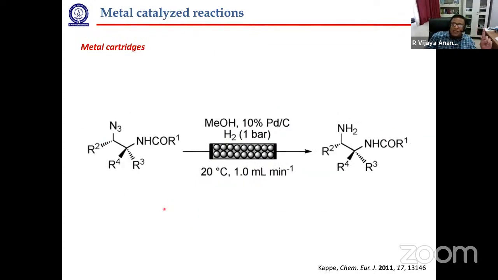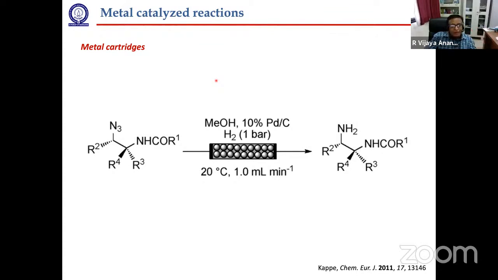And another important thing is metal catalyzed reactions. I told you this is a very important reaction, because most of the reactions in organic chemistry known in the literature are metal catalyzed reactions. And there are two types here. One is homogeneous, and the second one is heterogeneous.